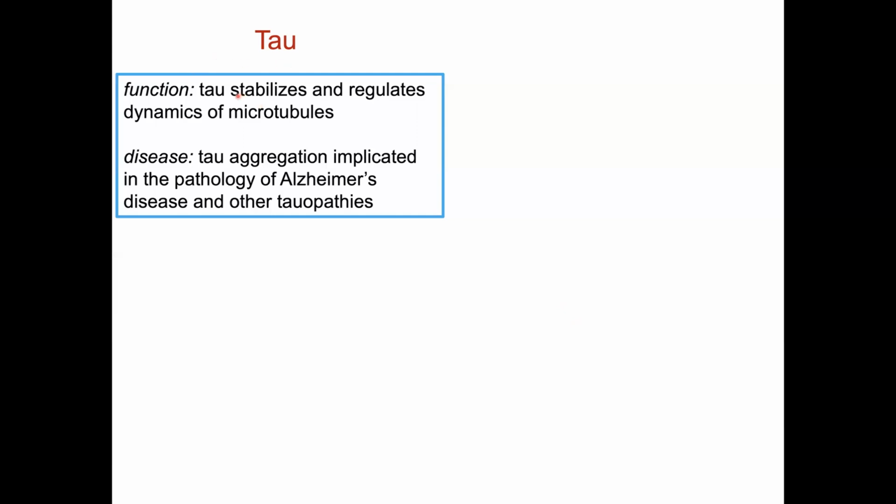Tau was first identified and described as a stabilizer of microtubule dynamics, so it binds to microtubules in cells. But maybe 10 years after it was first identified as having a role in microtubule stability, it was also identified as the primary component of the neurofibrillary tangles that are the hallmark of Alzheimer's disease and other tauopathies. So as a consequence, I would say there's probably been a lot more work on looking at tau aggregation, so basically what happens in disease as opposed to tau function, although there's certainly been some very nice work on that as well.